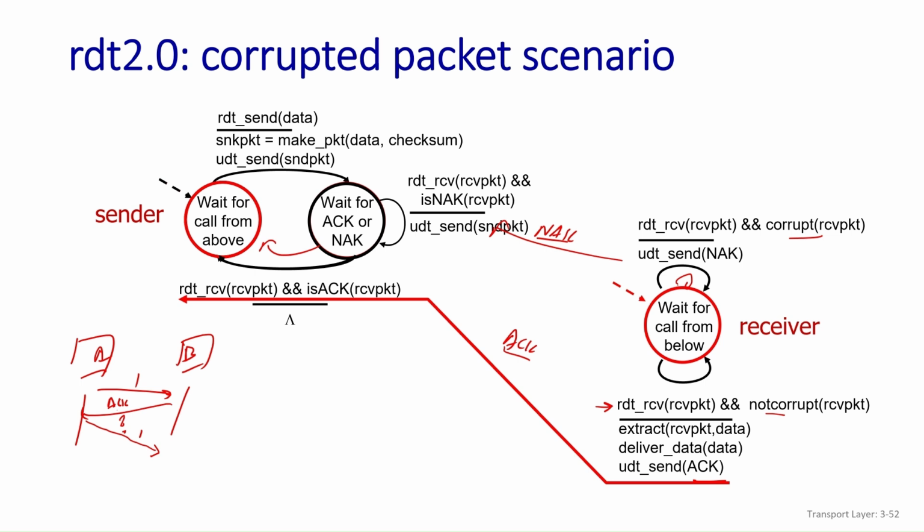The same thing, because A is unable to understand what the response is. But what is happening at B? This is also important. What will happen at B? B will receive a duplicate packet. B has already received one, but B will again receive and process a duplicate packet.